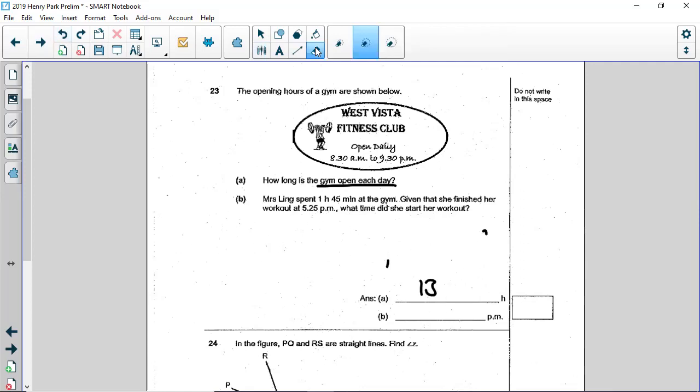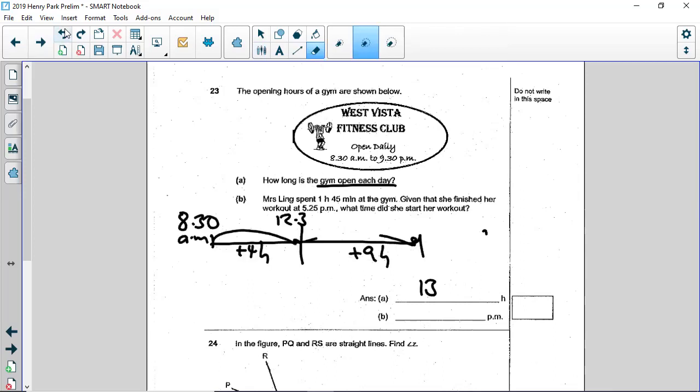Part B, Mrs. Lim. Oh, I'm not done copying. Okay, all right. So do you get the answer correct for part A? Yeah, part A is actually not very hard. You can use fingers to count the hours. Okay, done, Caleb?